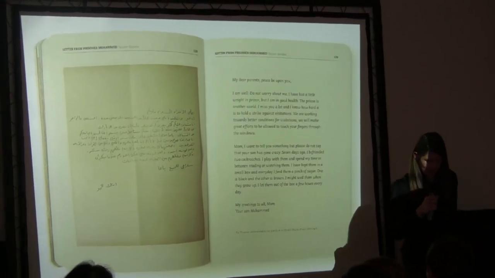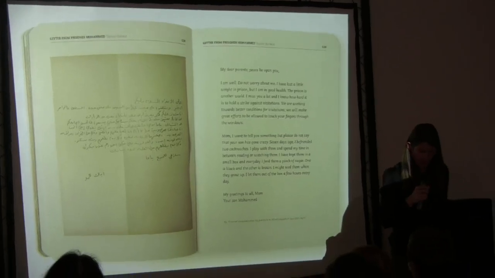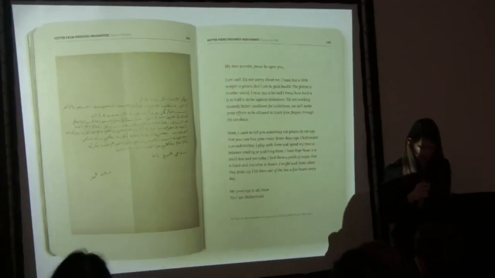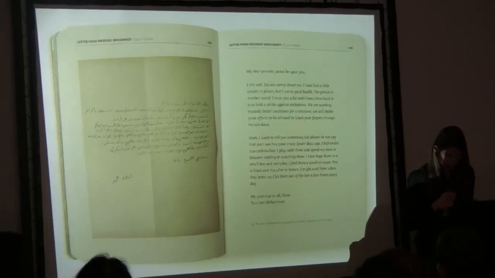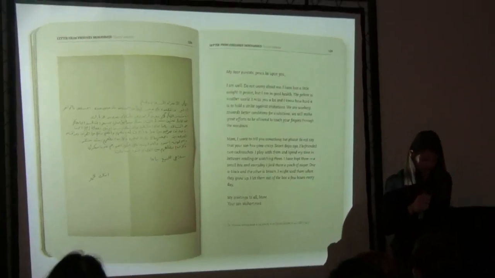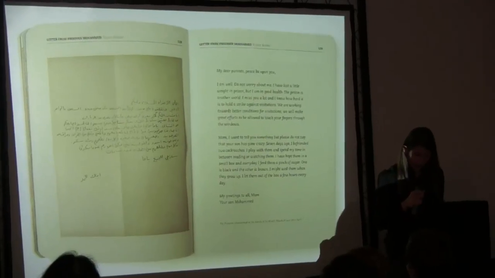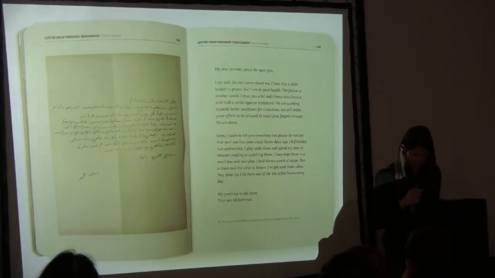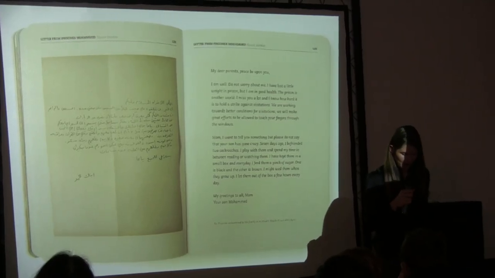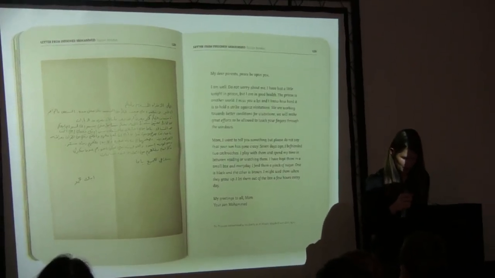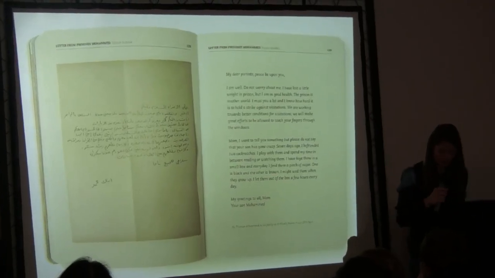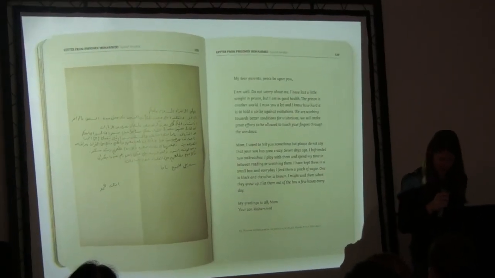So, my dear parents, peace be upon you. I am well. Do not worry about me. I have lost a little weight in prison, but I am in good health. The prison is another world. I miss you a lot, and I know how hard it is to hold a strike against visitations. We are working towards better conditions for visitations. We will make great effort to be allowed to touch your fingers through the windows. Mom, I want to tell you something, but please do not say that your son has gone crazy.